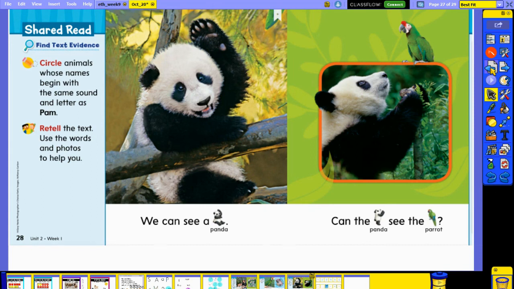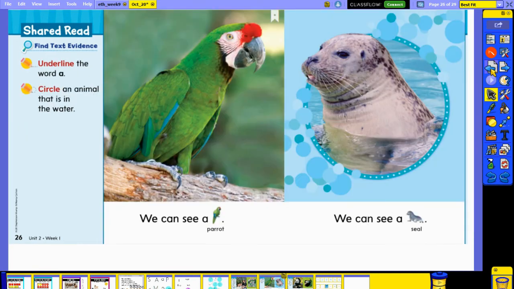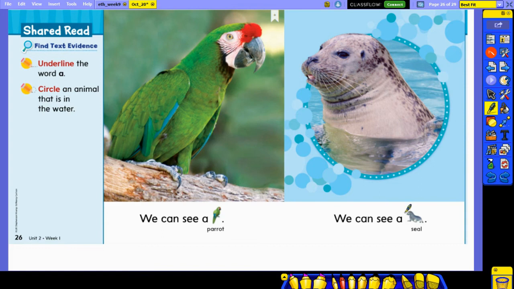We're going to look. Okay, so what animal starts with the same sound as Pam? Panda, right? Panda, Pam have the same beginning sound. Look at the panda. Looks like he's waving. Okay. Let's look for the sight word A. Can you find it? Here it is.